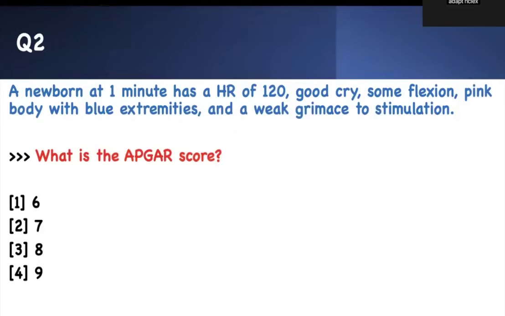Next question. A newborn at 1 minute has a heart rate of 120, a good cry, some flexion, a pink body with blue extremities, and a weak grimace to stimulation. This is a question on the APGAR score. Why did they ask? Because it's very important. How do you calculate it? Straightforward. Stick around, take your pen and paper, and listen to what I'm going to say.